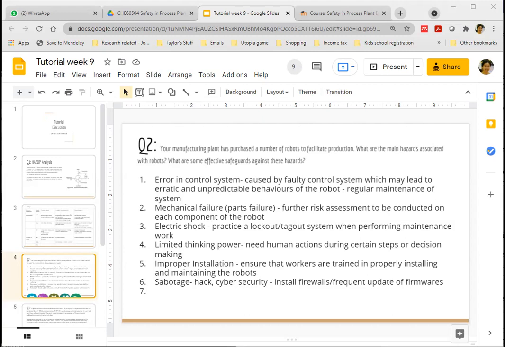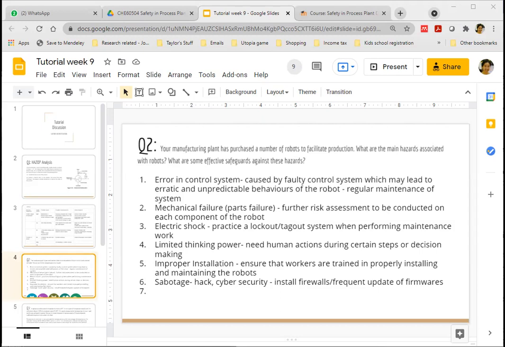Usually the electric short would happen during maintenance work. One way to combat this is to practice a lockout/tagout system when performing maintenance work, where the energy to the robot is shut off so that the robot doesn't accidentally start or power up and cause electric shock. The fourth hazard would be that the robot has limited thinking power. So for certain operations, it would need human action during certain steps for decision making.